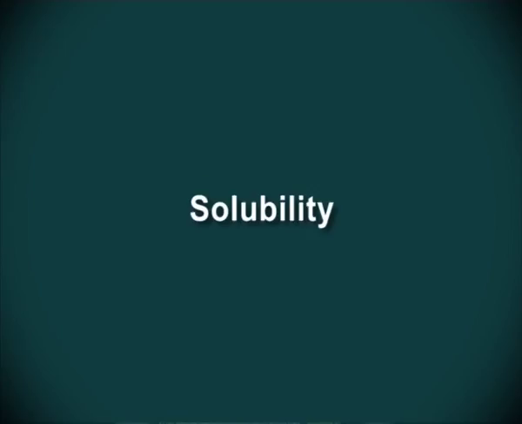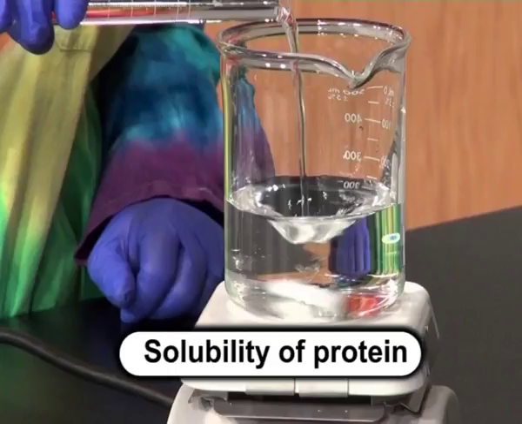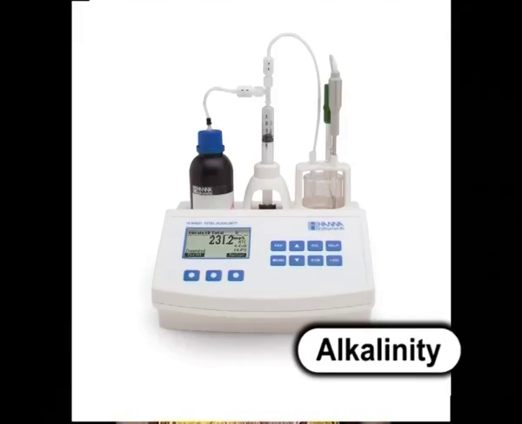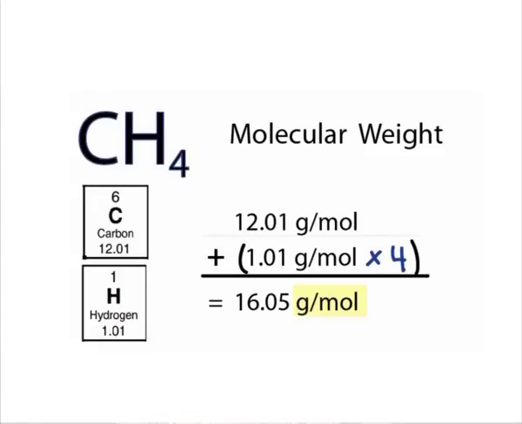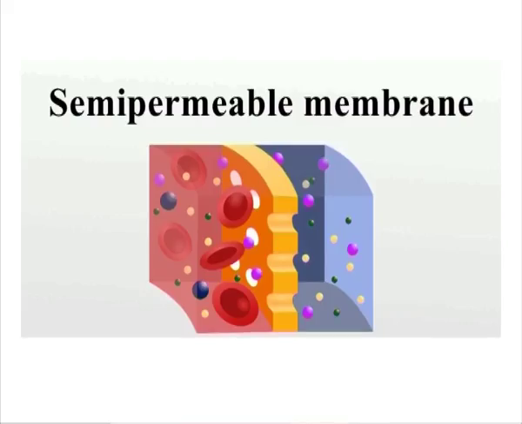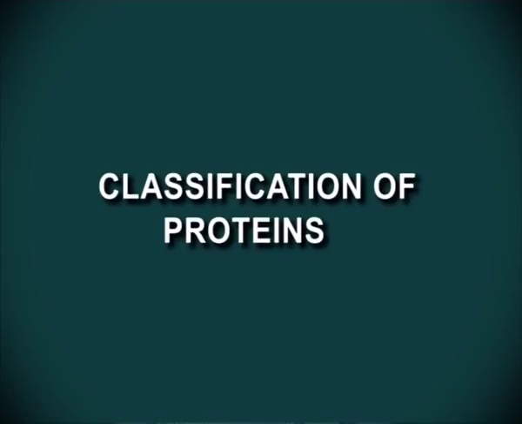The next is solubility. Each homogeneous protein has a definite and characteristic solubility in a solution of known salt concentration and pH. The solubility of a protein is minimum at the isoelectric point and increases with acidity and alkalinity. Next is colloidal nature. Proteins have a large molecular weight and protein solutions are colloids and therefore do not pass through semi-permeable membranes.